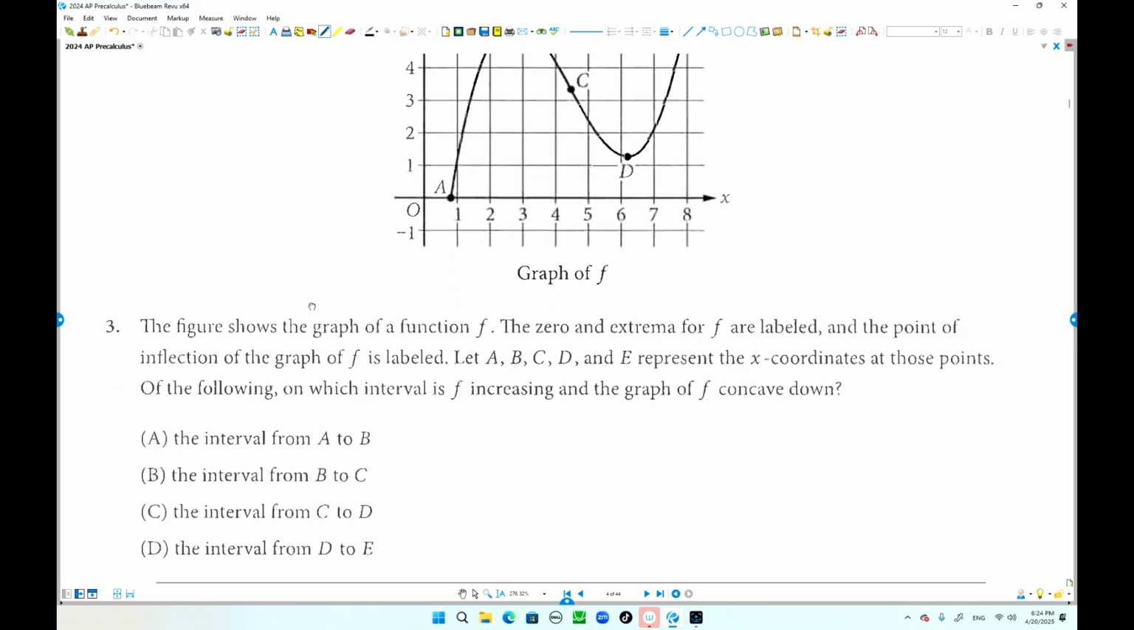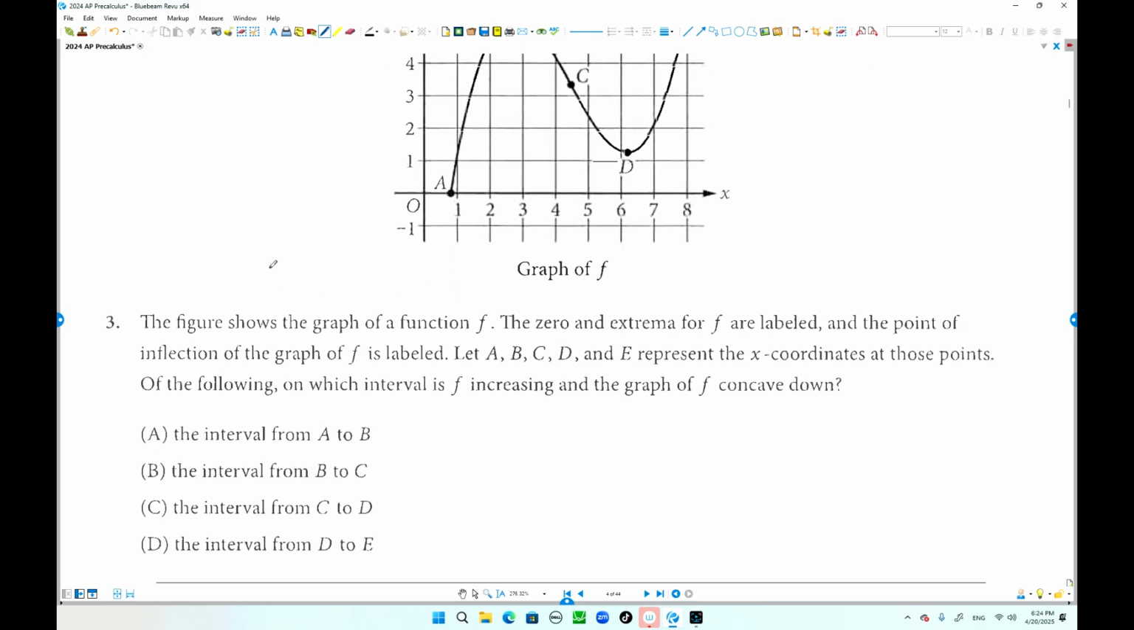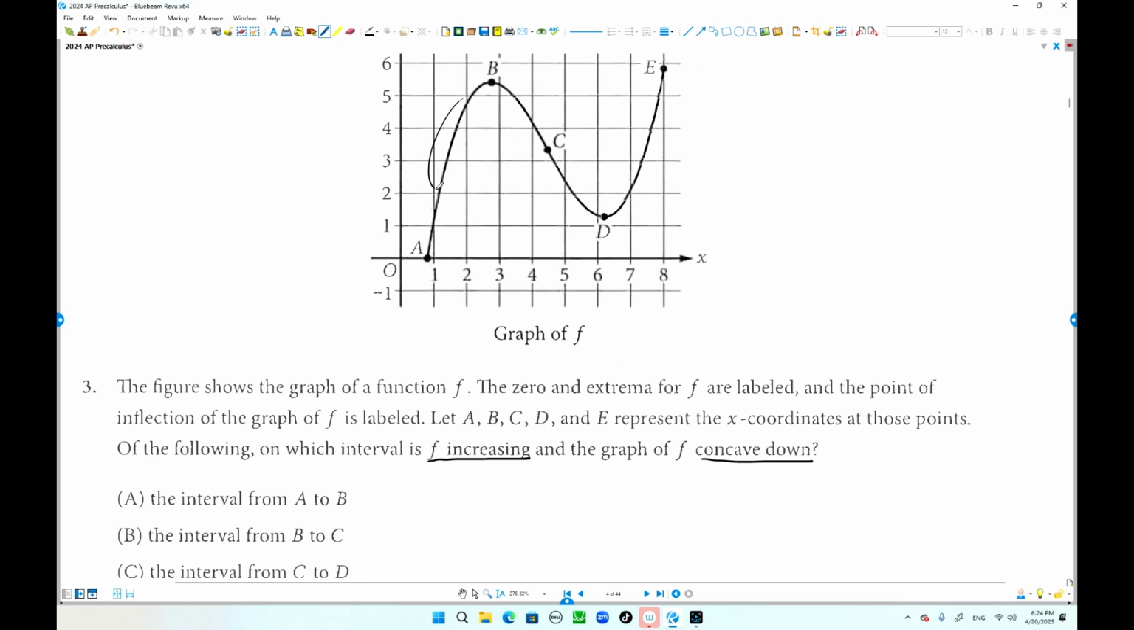We have a graph. We're going to find the intervals where the graph is increasing and concave down. Increasing means the value of y is getting larger. We have two increasing sections over here and here. This is decreasing. Which part of the graph is concave down? A concave down graph looks like this, open downward. This is also concave down.